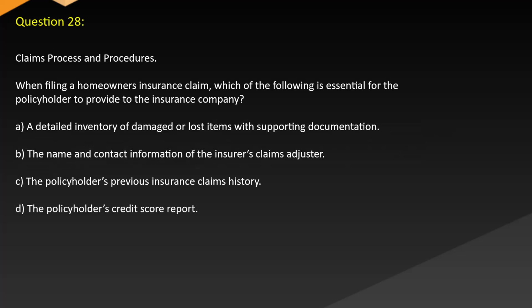Question 28. Claims process and procedures. When filing a homeowner's insurance claim, which of the following is essential for the policyholder to provide to the insurance company? A. A detailed inventory of damaged or lost items with supporting documentation. B. The name and contact information of the insurer's claims adjuster. C. The policyholder's previous insurance claims history. D. The policyholder's credit score report.